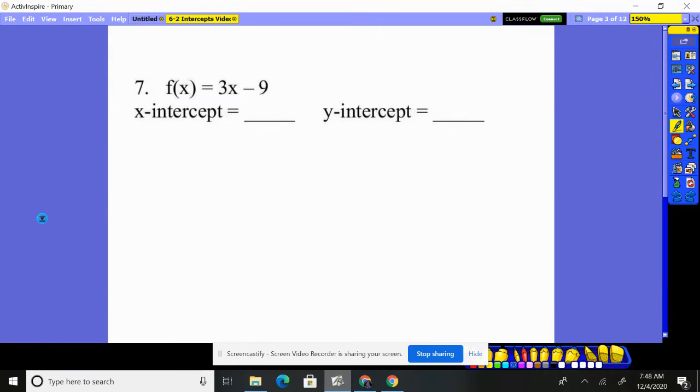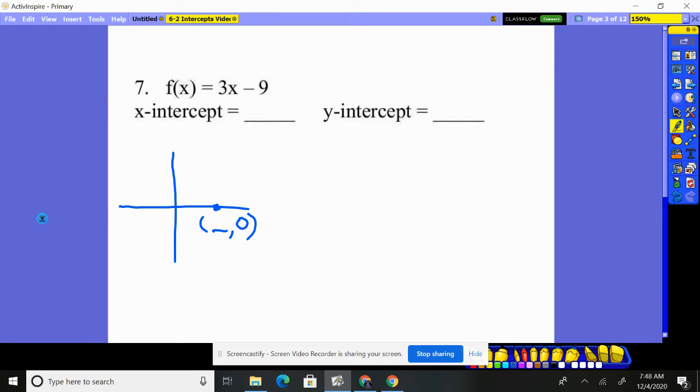All right, number 7, it gives us a function. It says, hey, where's the x-intercept? Now, here's the key. If we're talking the x-intercept, it has to cross somewhere on the x-axis. How much have you gone over? That we don't know, but we do know that the height is what? 0. We know the y value has to be 0.